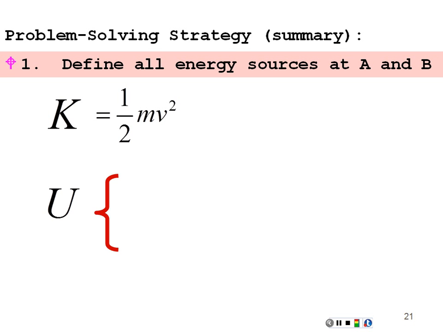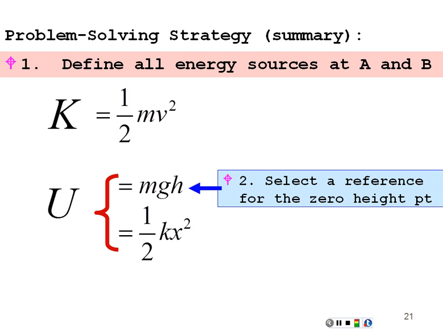Potential energy, there's two of them. MGH, so if you have a height at A or B, you assign an MGH to them. Or a spring, if you have a compressed spring or extended spring at A or B, you have to assign energy to it equal to 1/2 kx squared. So these are your initial energies at A and B.